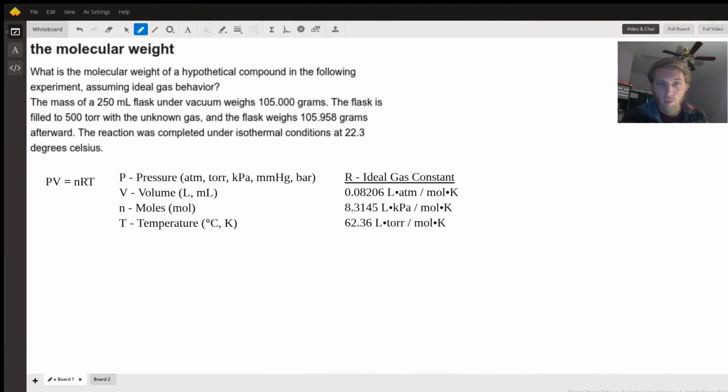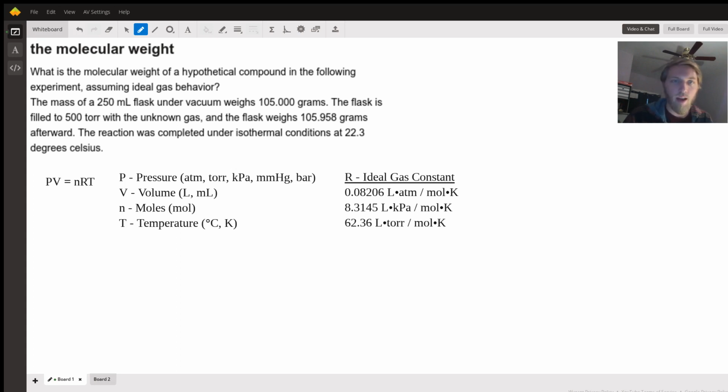So I have good news about this question. This is actually a very easy question, but it's disguised as a tricky question. It's asking about the molecular weight of a hypothetical gaseous compound. So we know some things about gases.